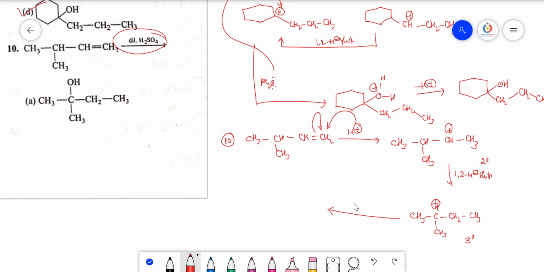Again we are using dilute H2SO4. Directly I am taking the H2O. This is the first step, and the second step is, one minute, I will write down, loss of H plus ion. So directly we get CH3, OH, CH3, CH2, CH3. So this is the answer. Luckily it is here only.